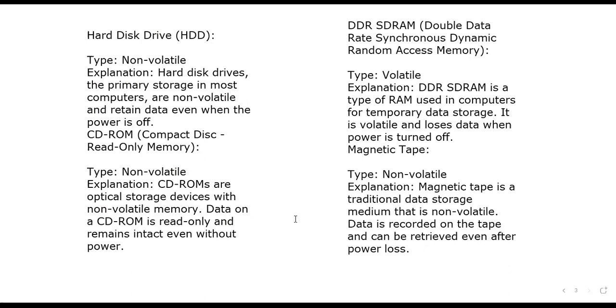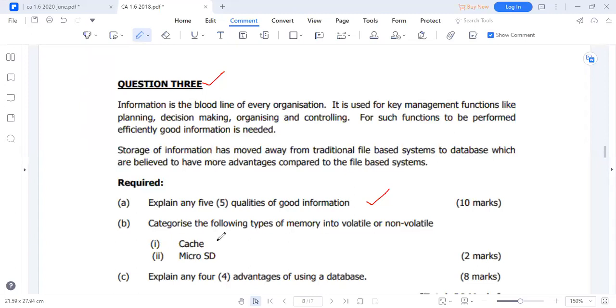All right. If you're able to keep data, it is non-volatile. Of these two, which one is volatile and which one is non-volatile? The cache is volatile. The micro SD is non-volatile. Good.